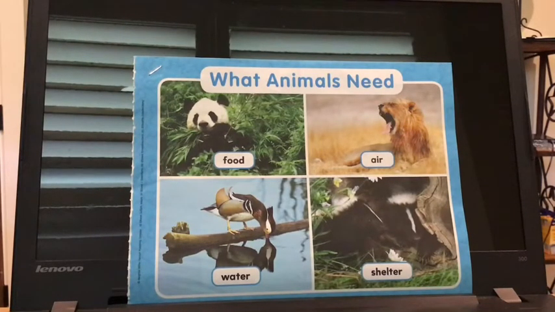Before we go on to the next page, I want to point out that the animals pictured here on the cover are wild animals. That means they have to find their own food, their own water, and their own shelter. They do not need our help. However, pets like cats and dogs, they do need our help. Having a pet is a big responsibility. They depend on us to make sure they get fed every day and that they have fresh water to drink.